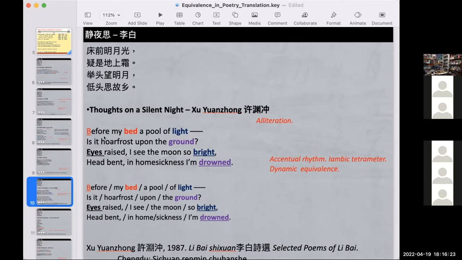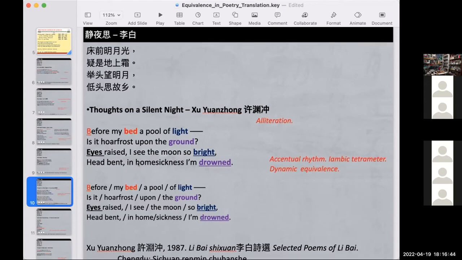And again, "before my bed," the repetition of the B is alliteration. "Eyes raised, I see the moon so bright. Head bent in homesickness." Head and homesickness is also alliteration.